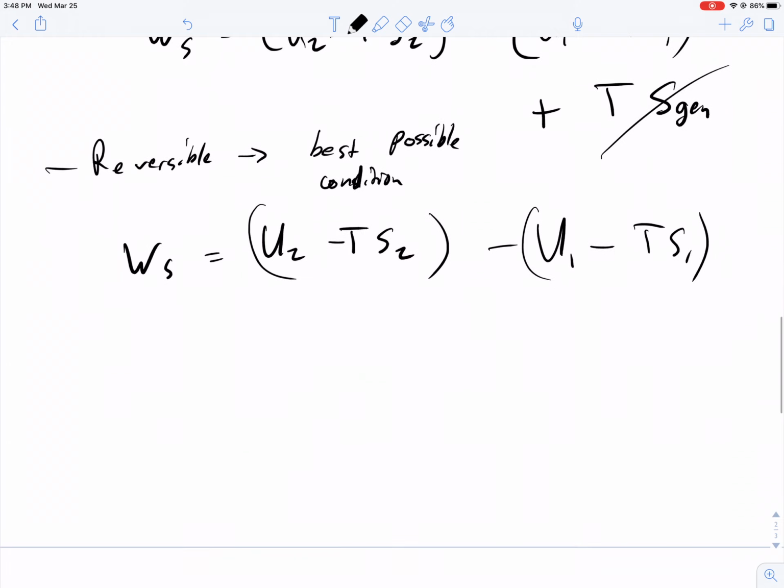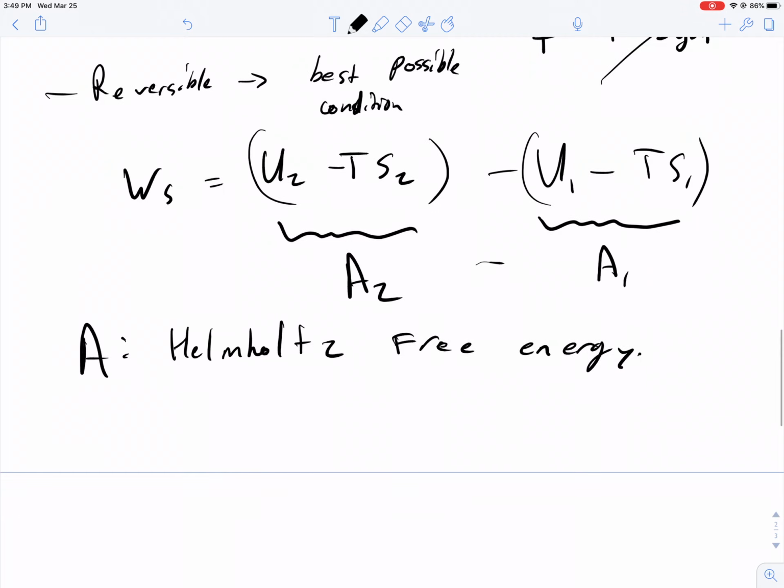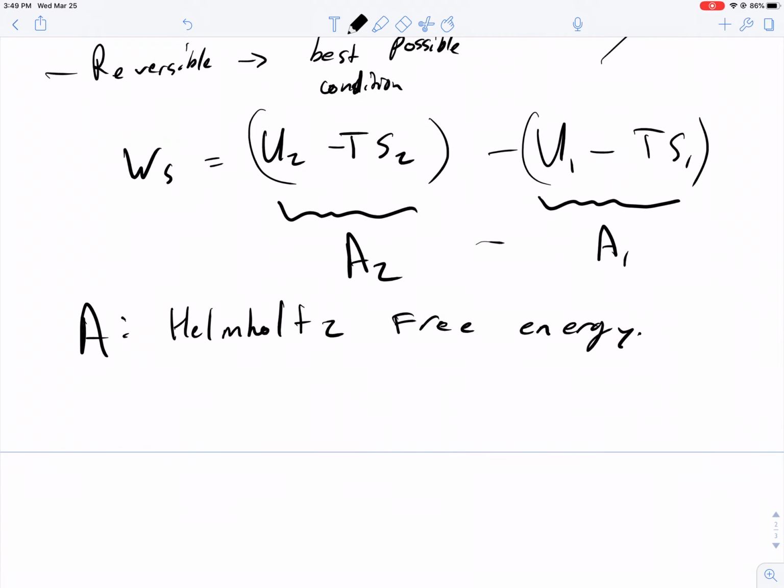And because this appears regularly in these types of systems, it's been convenient to define this as a new thing called A2 and A1, where A is known as the Helmholtz free energy. And this is a free energy that's used in a number of systems where you have, again, constant mass, and closed, so there's no flows, constant V, and constant T for isothermal.